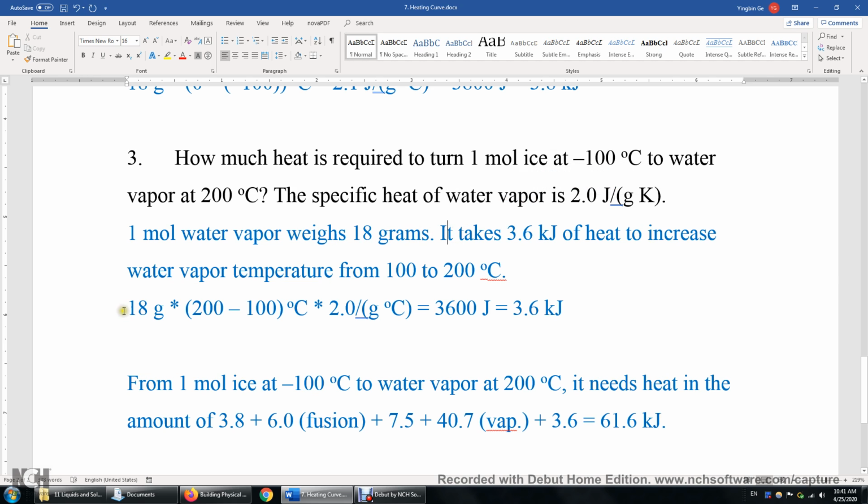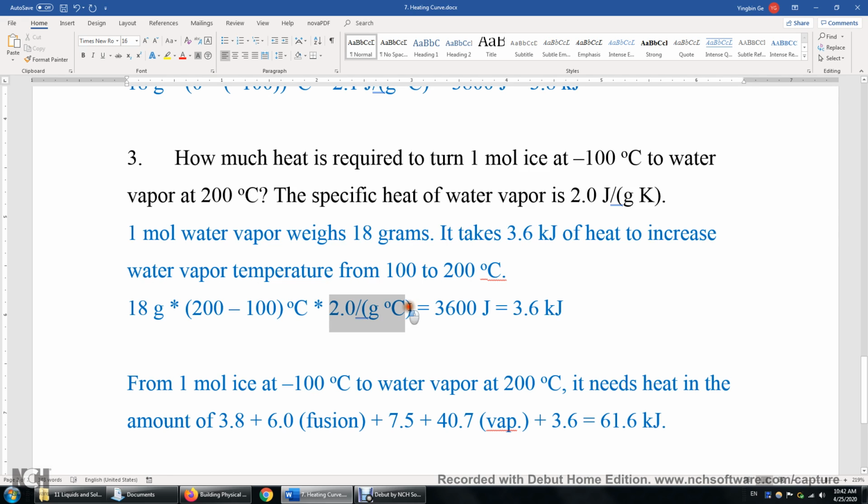It's very simple. 1 mole of water vapor weighs 18 grams. What's the temperature change from 100 to 200? The temperature change is 100 degrees Celsius. When we heat up this water vapor from 100 to 200 degrees Celsius, the change is 100 degrees Celsius, or you can say 100 Kelvin, because we're changing the temperature from 373 Kelvin to 473 Kelvin.